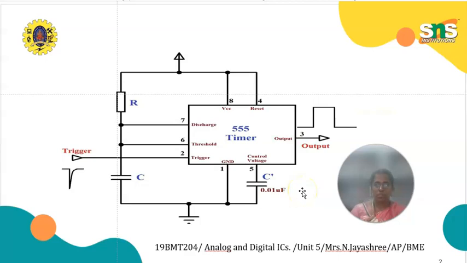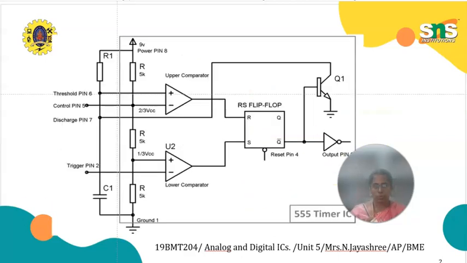So this is the basic block diagram of this timer, the monostable multivibrator. Here is the block diagram of this 555 timer. We have already seen that in the 555 timer, pin 1 is connected to ground, and 2 is the trigger pin, and 6 is the threshold pin. 7th is the output discharge, and 8th pin is connected to VCC, and 4th pin is reset, and 5th pin is connected to control voltage, and 3rd pin is connected to output.